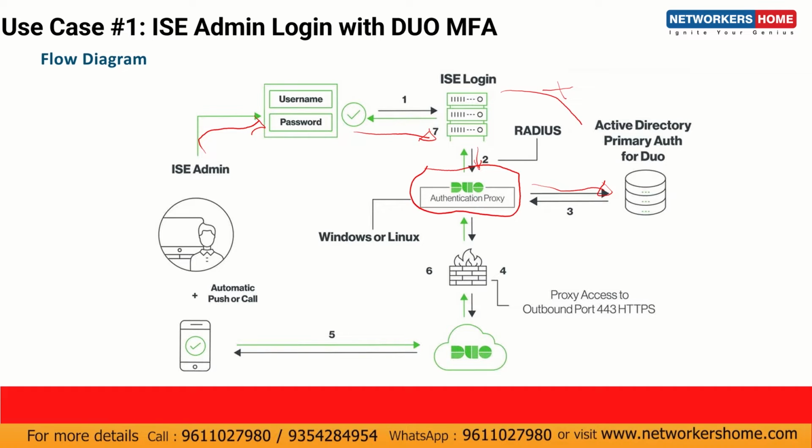The next stage is, once this primary authentication is successful, Active Directory returns a success message to the proxy, and based on that, the proxy then proceeds with the second factor of authentication by reaching out to Duo Cloud. For this, the first requirement is that port 443 should be enabled on the perimeter firewall of the organization, so that the authentication proxy can reach out to the Duo cloud.